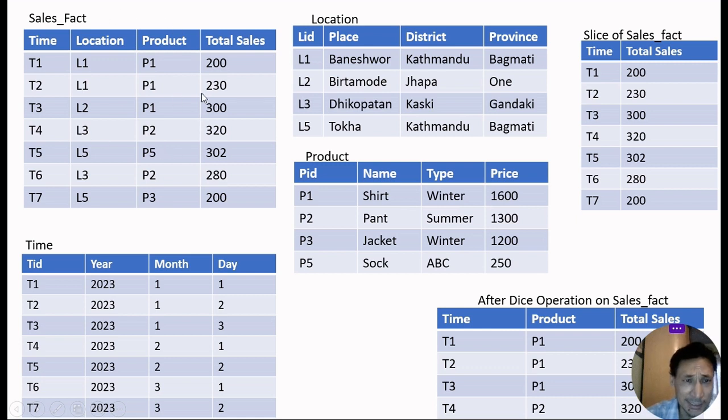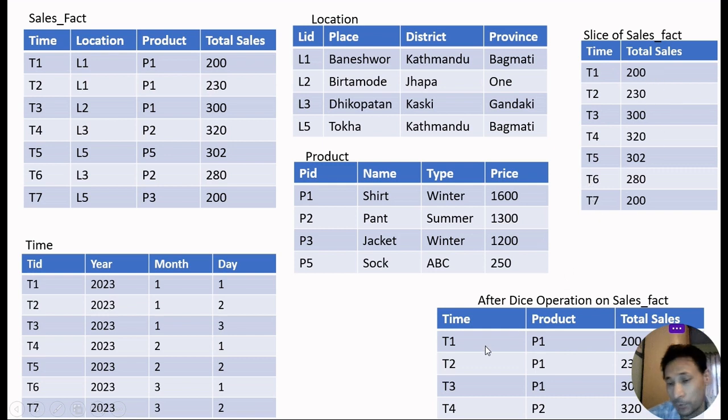So this sales fact table can be sliced, meaning we will be considering a single dimension to see the data. Here I have created a slice of the sales fact. The slice operation considers only one dimension to show the data. Here I have used only the time dimension. On the basis of the time dimension, I have shown the total sales.